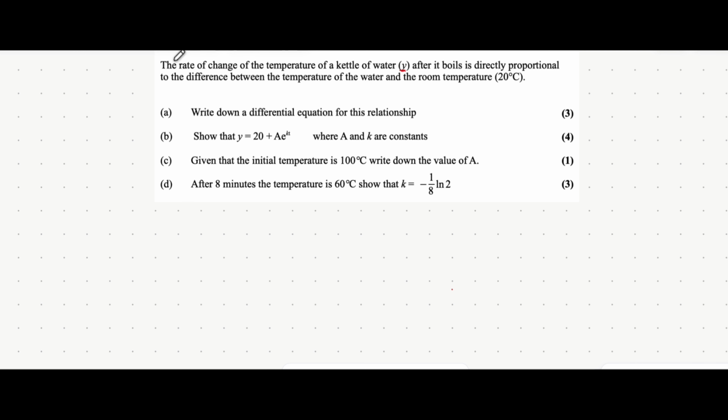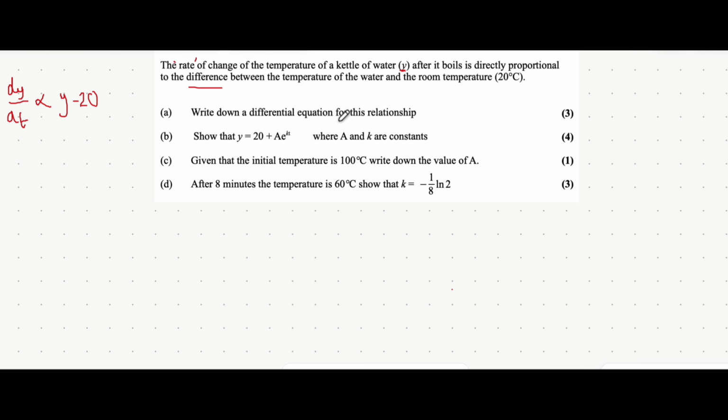So the rate of change of anything, just before we start, is how it varies with time. So we can straight away form the fact dy by dt. It says it's directly proportional, so not equal to, directly proportional to the difference between the temperature of the water, again that's labeled by lowercase y, and the room temperature. So the difference means the larger of the two temperatures take away the room temperature. We're going to assume here that the temperature of the water is going to be greater than 20 degrees.